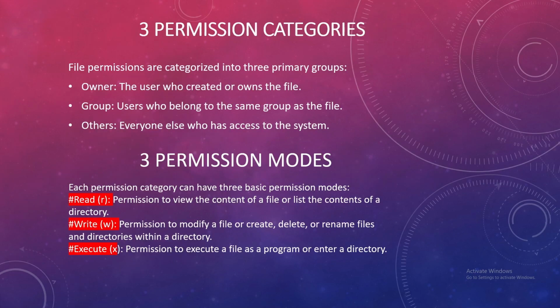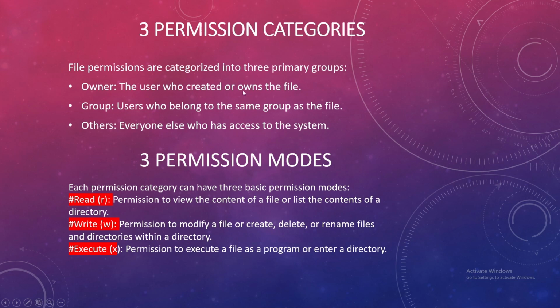So basically there are three permission categories. File permissions are divided into three categories. The first one is owner, which means the user who created or owns the file. The second one is group, users who belong to the same group as the file. And the last one is others, or everyone else who has access to the system besides the owner and the group.